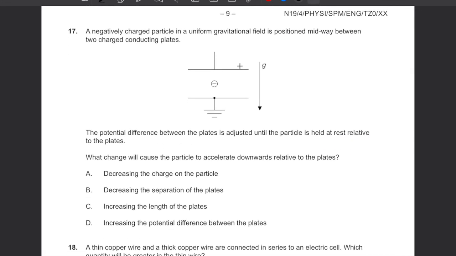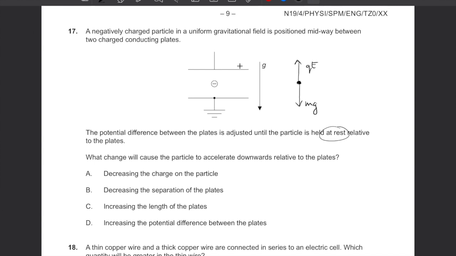Okay, so we move into topic 5 now. Question 17, we have a negatively charged particle in a gravitational field in position midway between two charged conducting plates. Okay, so it's in a gravitational field, it's at rest, so we can draw the free body diagram. Gravity down, there's an electric force pointing up. It's at rest, so they have to be balanced.